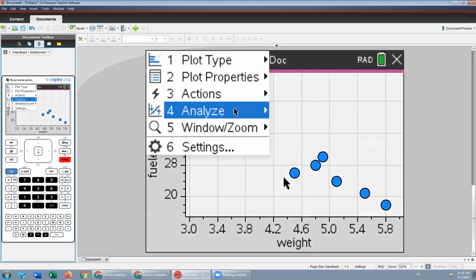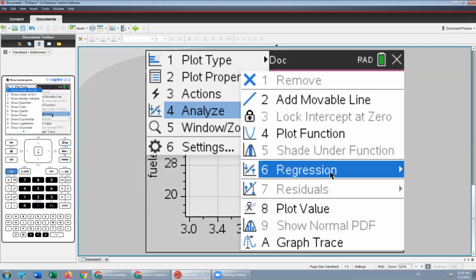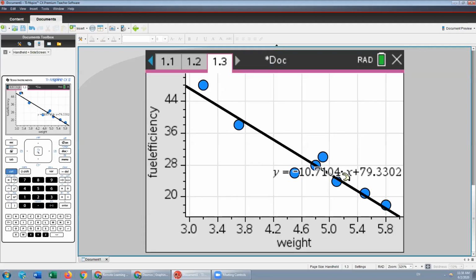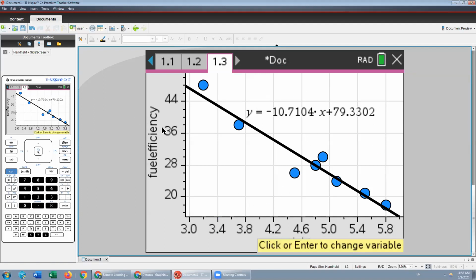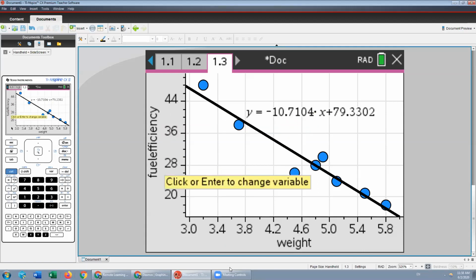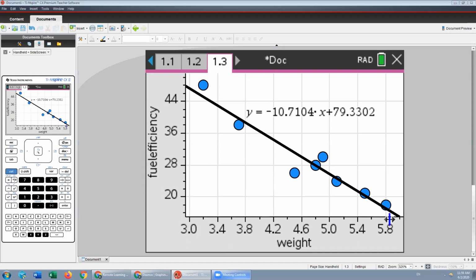And we go Menu, Analyze, Regression, Show Linear, right? And that's the equation of the line. So this is the equation we're using to make predictions about a car's weight to fuel efficiency. It relates those two variables together. Oh yeah, and if we look at this, we can see it's definitely a negative relationship. The points are all really close to this line, which is why our R value was so close to -1. All right, and so back to the iPad once again.